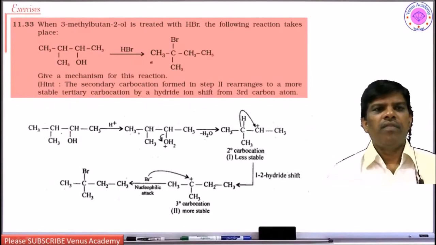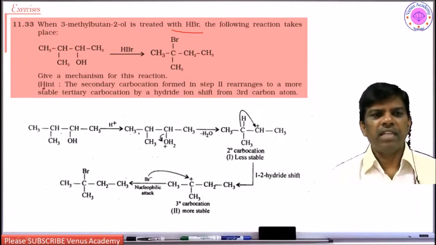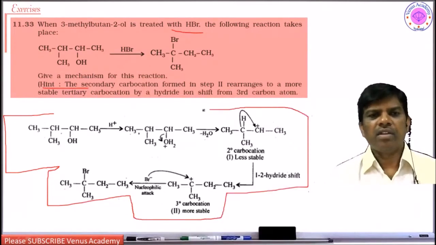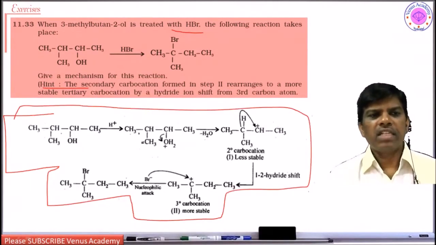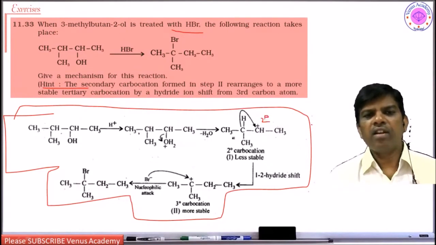Next, when 3-methylbutanol is treated with HBr, the following reaction takes place. Why and how? It is very simple, students. This rearrangement is very important, and it has been asked in JEE Mains 2019 also. So what is going to happen? The first step is that the alcohol undergoes dehydration to give a carbocation. In this case it is a secondary carbocation. The secondary carbocation undergoes a hydride shift. A 1,2 hydride shift takes place.